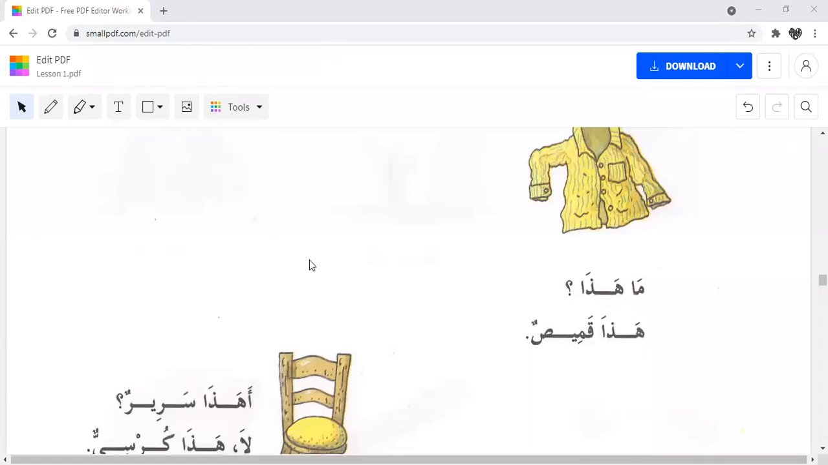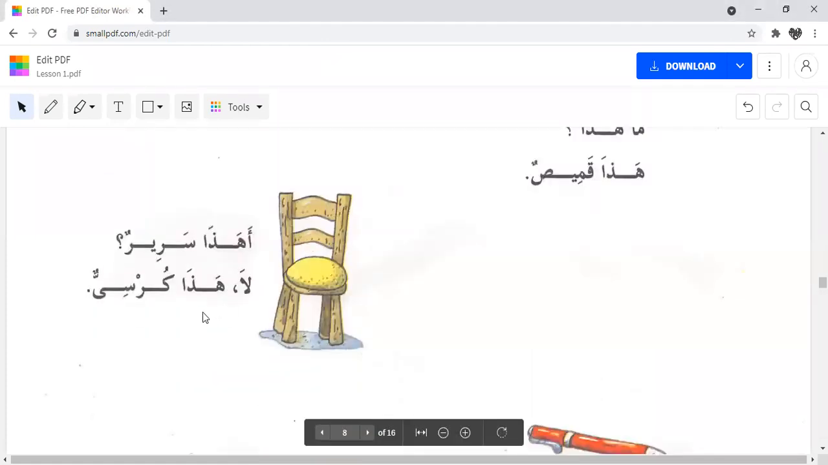Okay, Amna Tariq. Yes, you're next. So it is haza sarirun. Is this a bed? La. Haza kursiyun. No, this is a chair. Very good. So this alif here is used for the question is. Hada sarirun. Is this a bed? La. When you say la, it has to have a little bit of a mud. So it's la, not just la. La, hada kursiyun. Okay, thank you. Very good.